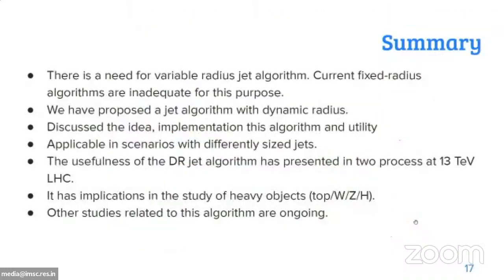And then let me come to the summary: variable radius jet algorithms are actually useful in certain cases in searches for BSM or SM. We developed an algorithm which is called the dynamic radius jet clustering algorithm, and we discussed the idea, implementation, and utility of it. It has application in the case of heavy object studies and other things.